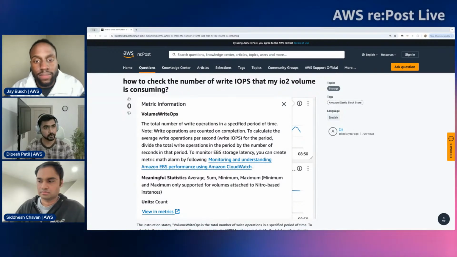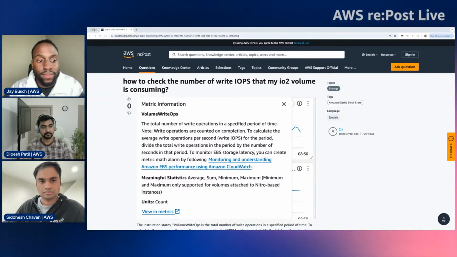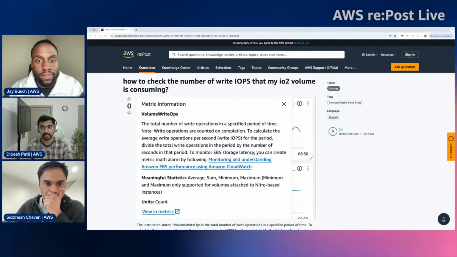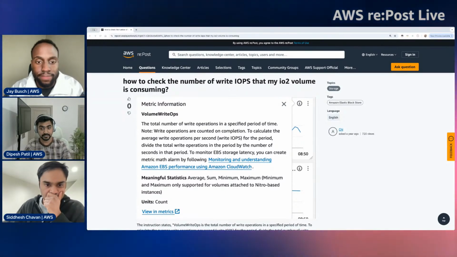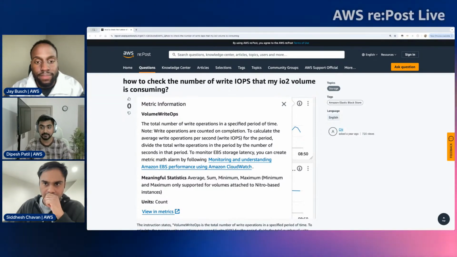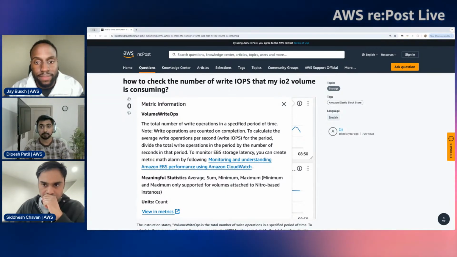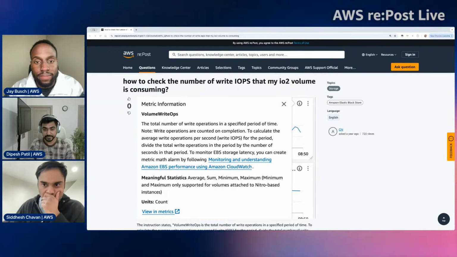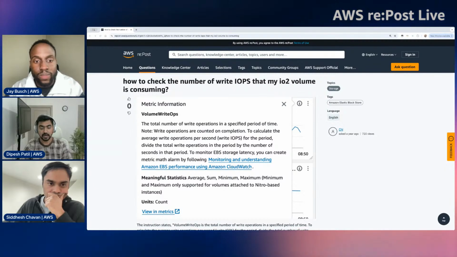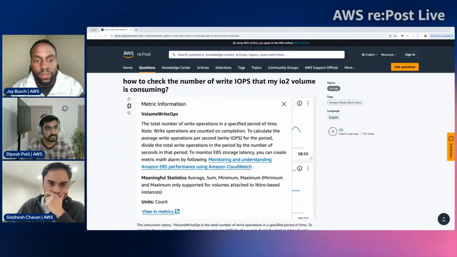Now, why do we need to track these metrics, right? By tracking these metrics, you can identify any potential bottlenecks, anticipate performance issues before they impact your users, and make data-driven decisions to scale or optimize your storage resources. So when it comes to cloud, you always want to optimize your resources based on what you are using, right? As pay as you go. So that being said, how do we monitor these metrics?